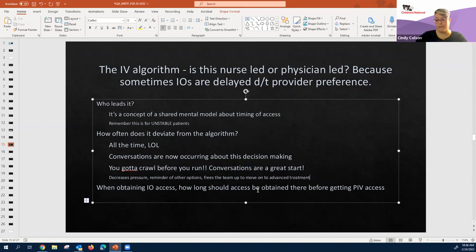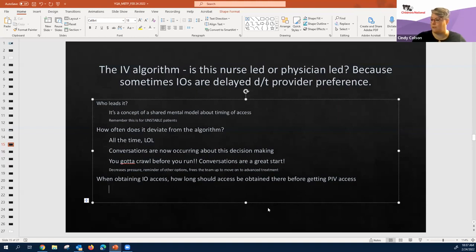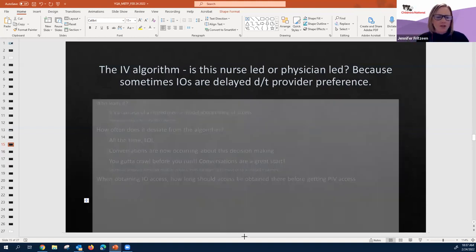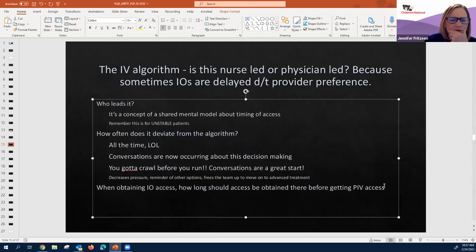When obtaining IO access, how long should access be obtained before getting an IV? It's written a little bit weird, but I think you understand. No, I understand the question. It's a really hard question to answer because it really depends on your patient's hemodynamic status. We could get an IO in and give some volume, and their distal pulses come back, they're warming up, they look like they get good blood flow. And so I would say, go ahead and try a peripheral IV at that point.